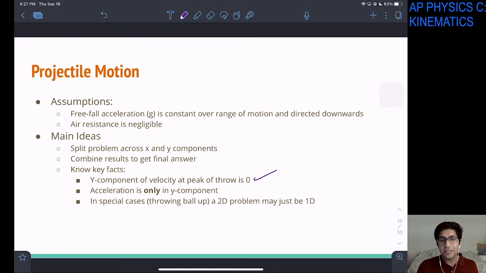Also, acceleration is only in the y component. Right? Acceleration is only in the y component. X component has 0 acceleration. Not infinite, not g, certainly not g, but 0 acceleration. Unless, of course, the problem says some kind of acceleration. And in special cases, for example, throwing a ball up, a 2D problem may just be 1D. And we'll see this at the end. I have a very, very special surprise, a multiple choice question, and we're not going to do any math, and we're going to solve it. And maybe you can use this technique on the AP exam and get some free answers.